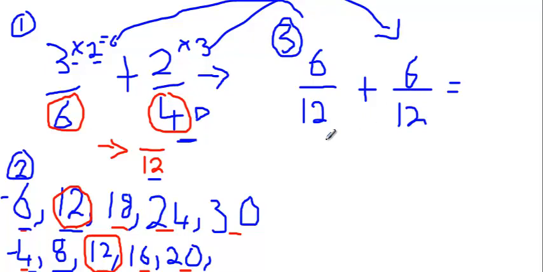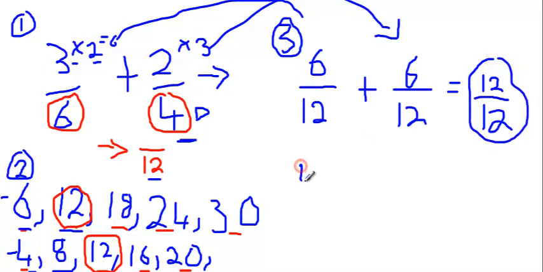We see we've got the same denominator on each side, so we can add our sums together now. 6 over 12 plus 6 over 12, well, our answer is certainly going to be over 12. And then 6 plus 6 is equal to 12. So we've got our answer, which is 12 twelfths.